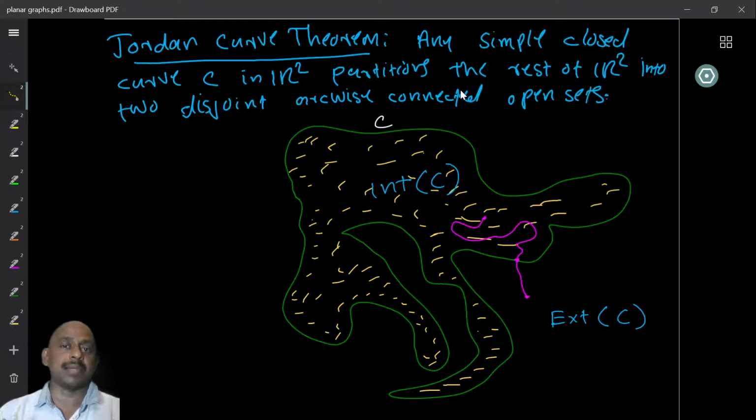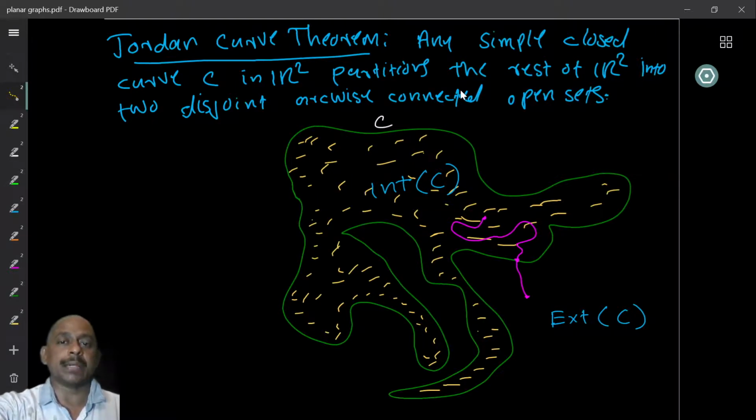Again, these terms are technical, but what we want to say is that if you take the entire R2 and put one simple closed curve, a curve which does not intersect itself, then it divides the region into two parts: one is the inside and one is the outside. The inside part is connected in the sense that you can find a curve connecting any two points of this area. It's an open set, and similarly the outside part has the same property. So this is what the Jordan curve theorem says, that it partitions the region into two parts.